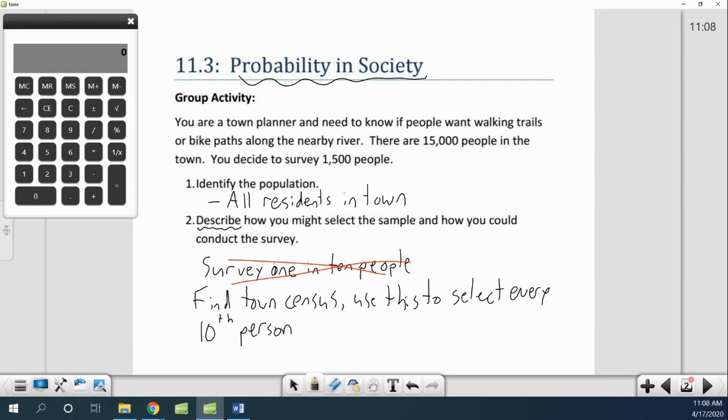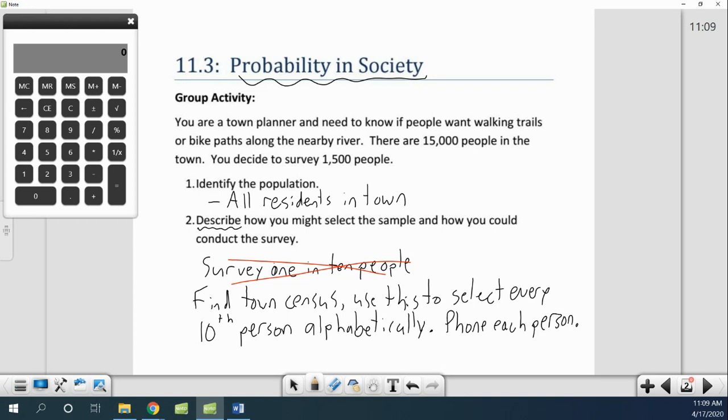And how am I going down this list? It doesn't really make a huge difference, but you're still going to want to specify. You want to describe it. So let's select every 10th person. Let's just do it alphabetically. So we'll start with the A's, we'll go down to the B's, we'll pick every 10th person. Now, how do we get in contact with them? We will phone each person. So now this is enough information.